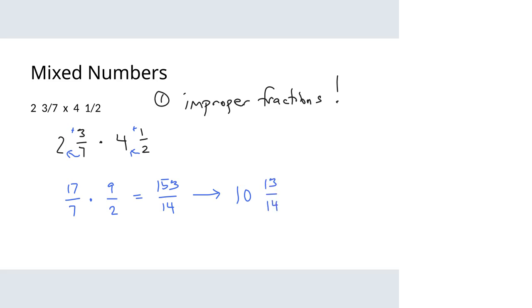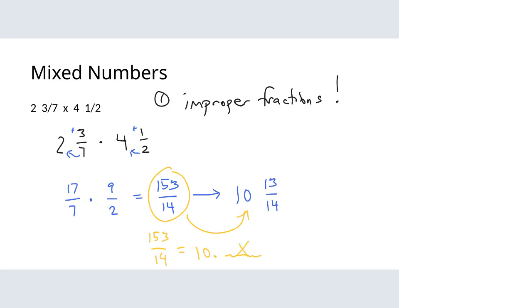So to convert 153/14 into a mixed number, the first thing we did was 153 divided by 14. Basically, how many 14s will go in evenly? And we got 10 point something.